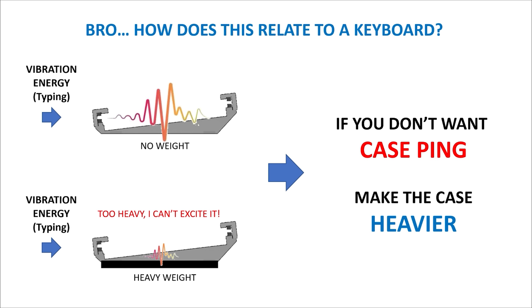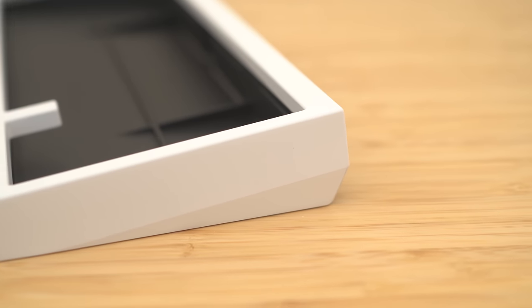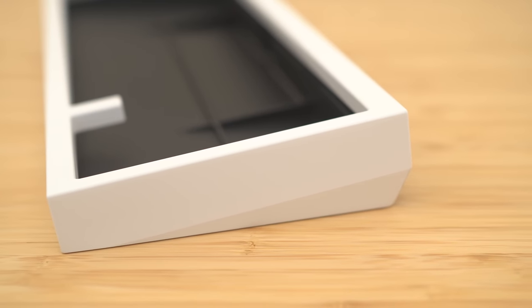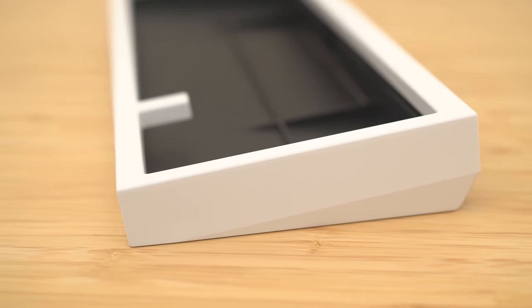So what is the takeaway? If something is heavier, it is harder to get it to resonate and make noise. If it's lighter, it's easier. That's why light aluminum cases ping very easily. Hopefully that helps to explain why many case designs emphasize the weight and material of the keyboard as well. So now that we have covered why the QK65 is so hefty, let's move on to its structure.